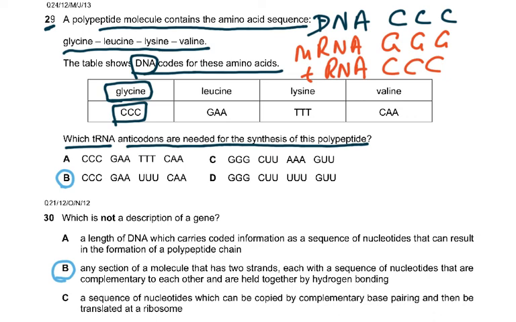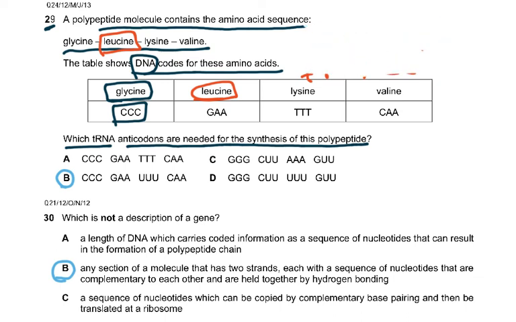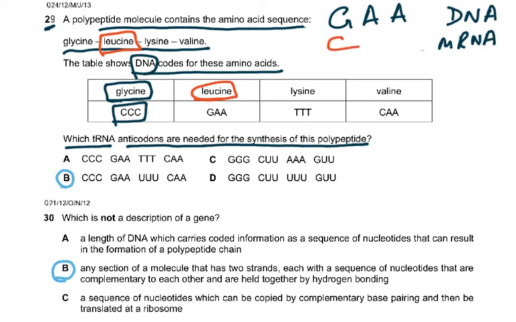Okay, let's look at the second one. Second one was leucine. Let's rub this off and do it again. So the DNA is GAA. Always write that down. So what is going to be the mRNA? The mRNA is going to be C, and there's no T, so there's going to be UU. Then what is going to be the tRNA? G, and this U stands for the T, so there's going to be AA.